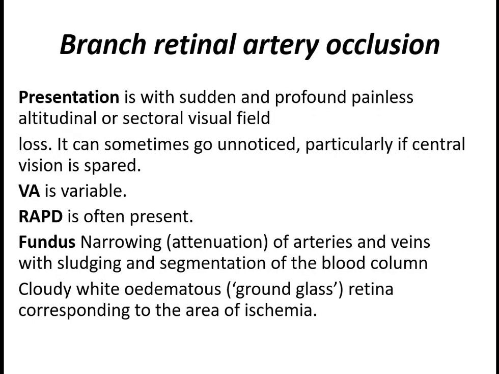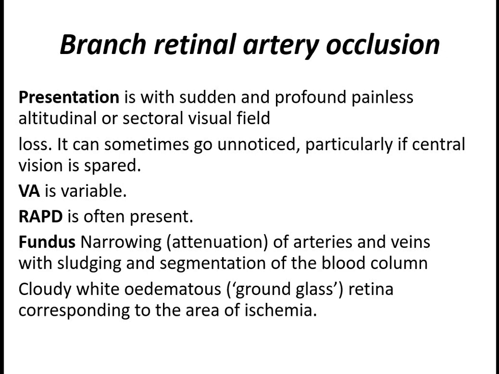In patients with branch retinal artery occlusion, the patient presents with sudden and profound painless altitudinal or sectoral visual field loss, according to the area that is supplied by the branch artery. It can sometimes go unnoticed, particularly if the central vision is spared. The vision is variable, depending on the area of disease. Relative afferent pupillary defect is often present.